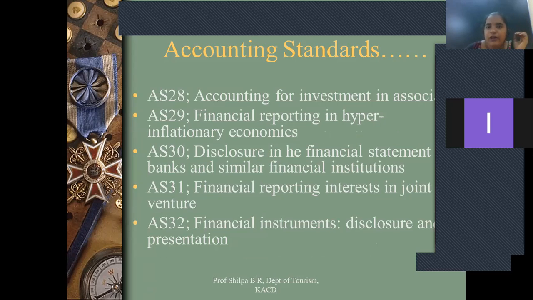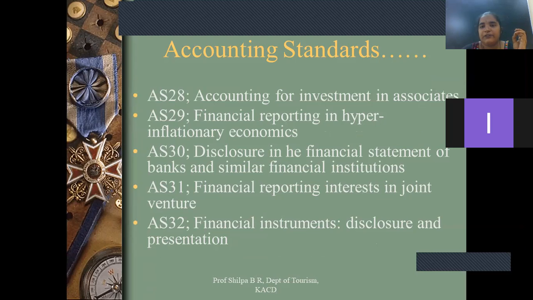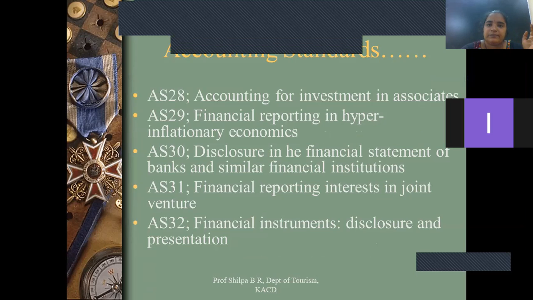Okay, accounting for investment in associates. So a company may have business associates, they may have invested in those associate or partner firms. So any such investment made, the details about it is given under Accounting Standard 28.